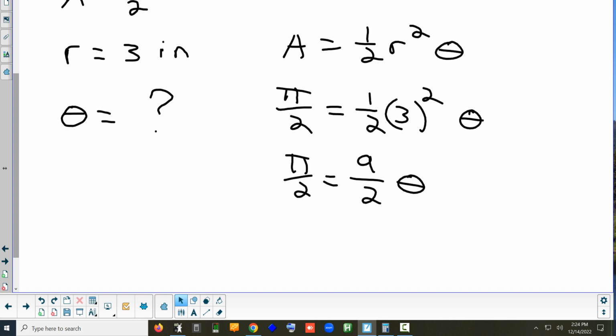Good. Now, we're going to do the same kind of thing here that we did a couple problems ago. We want to get rid of the 9 and the 2 at the same time. So what would we multiply by to do that? Multiply by the reciprocal, which is? 2 over 9. Perfect. So 2 over 9. 2 in the bottom, 2 in the top. 9 in the bottom, 9 in the top. Everything's gone from the right side.